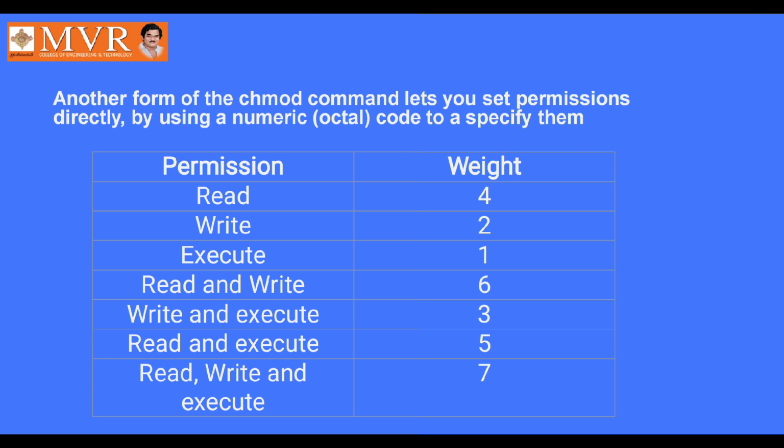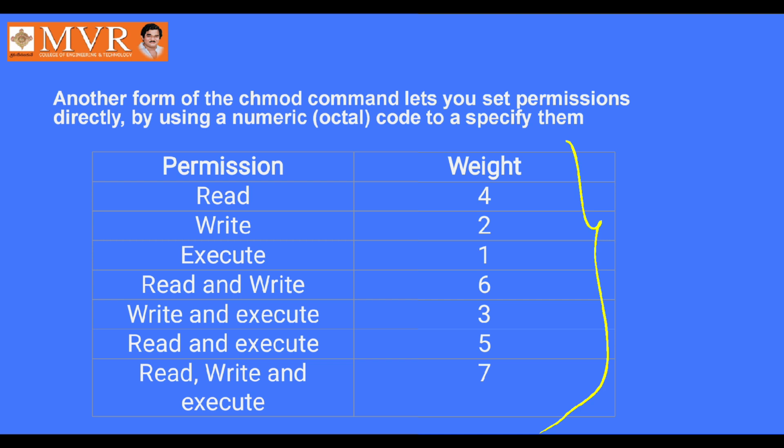Then there is also a second way how you can change permissions of the file. Till now what we have done is we have altered or removed or added new permissions to the files by using the chmod command, with the help of those 9 symbols which are used to represent several things. And another form of chmod command lets you set permissions directly by using numeric code. So what are the numeric codes available? Let us see.